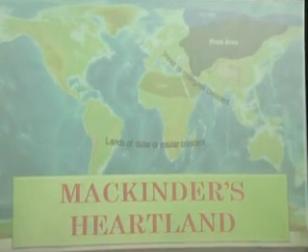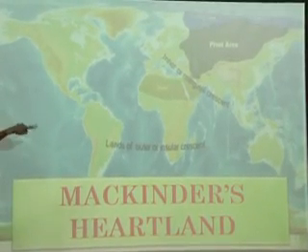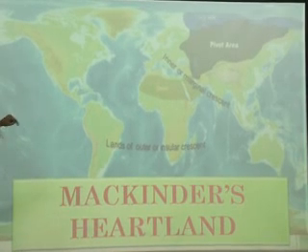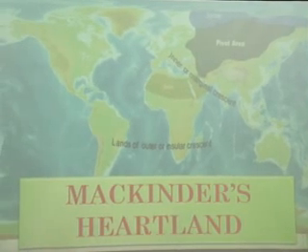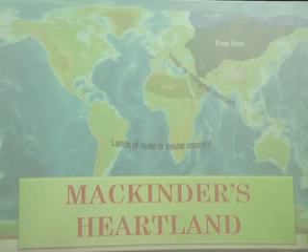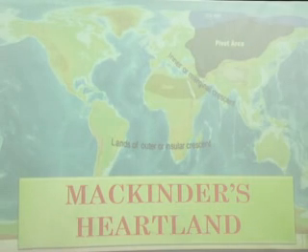And he said that control over the marginal crescent is also very important for controlling the pivot area. So in this context also, the role of China and India was clearly recognized by Mackinder.